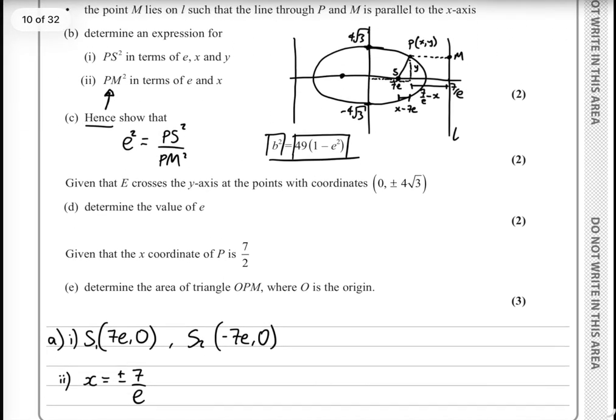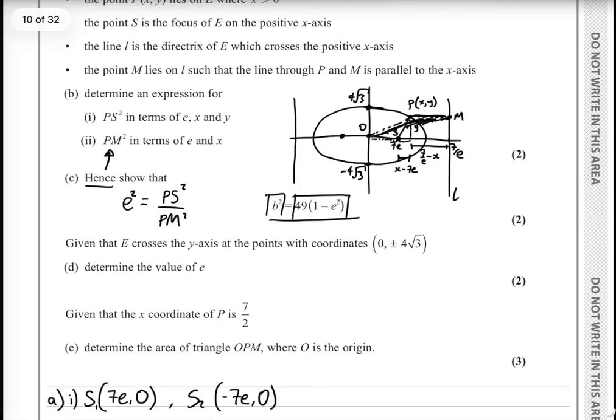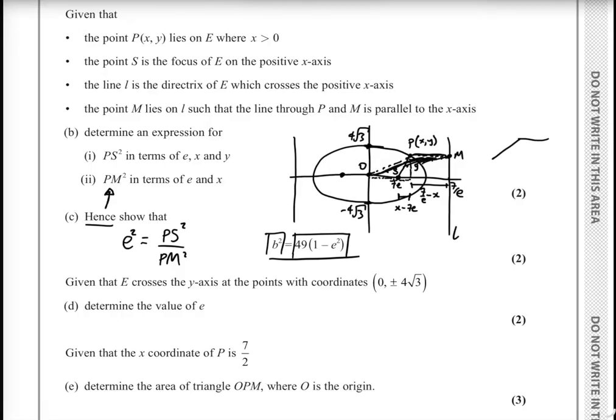Given that the x-coordinate of P is 7 over 2, determine the area of the triangle O, the middle here, OPM. A slightly awkward triangle here. So we need the base, kind of the base, which is PM. So if we have this drawn here for a second, PM is kind of like our base, and that's 7 over e minus x, and then our perpendicular height here is just the y-coordinate of P.